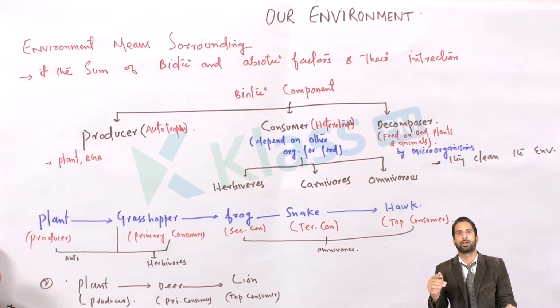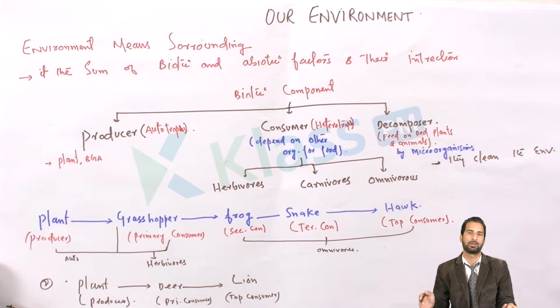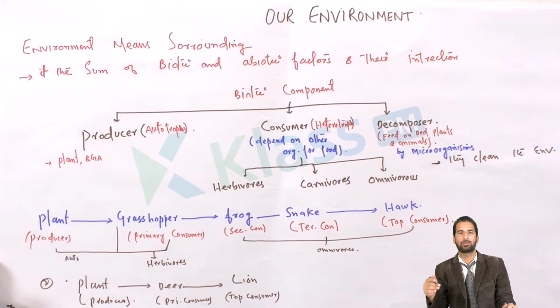First of all, we need to know what is environment. Environment is anything that surrounds us. Whatever surrounds you is environment. What actually surrounds you are living things as well as non-living things. Biotic means the living things, and abiotic means the non-living things. Their interaction between biotic and abiotic factors constitutes the environment.